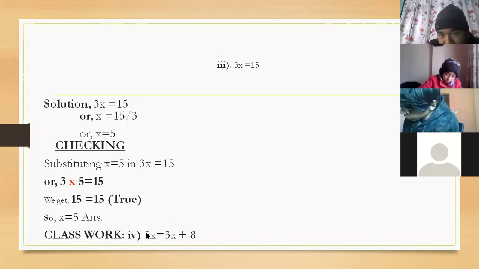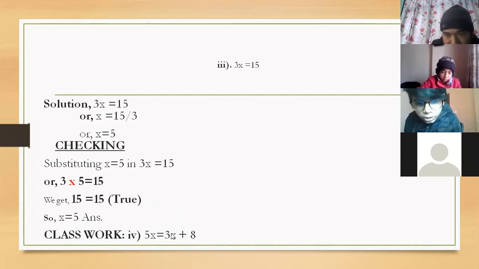For the classwork, this 3x should be brought to the left side. Sachin, look at the classwork. In the classwork, we have to bring this 3x to the left side. It will be minus 3x then. 5x minus 3x equals minus 3x plus 8. 2x equals 8, then x equals 8 by 2. 8 by 2 means 4.